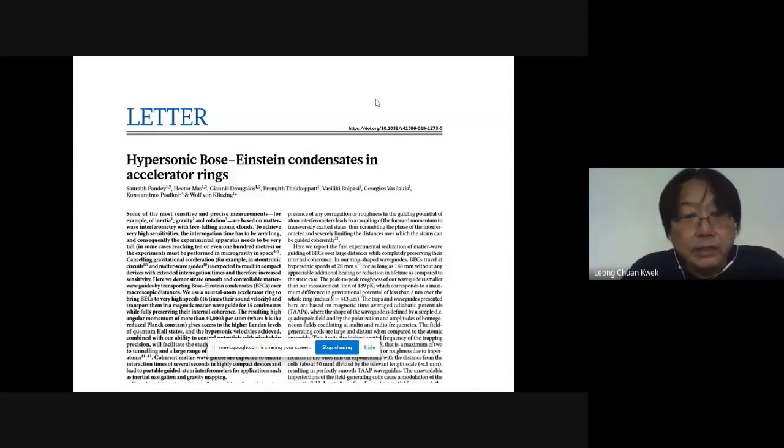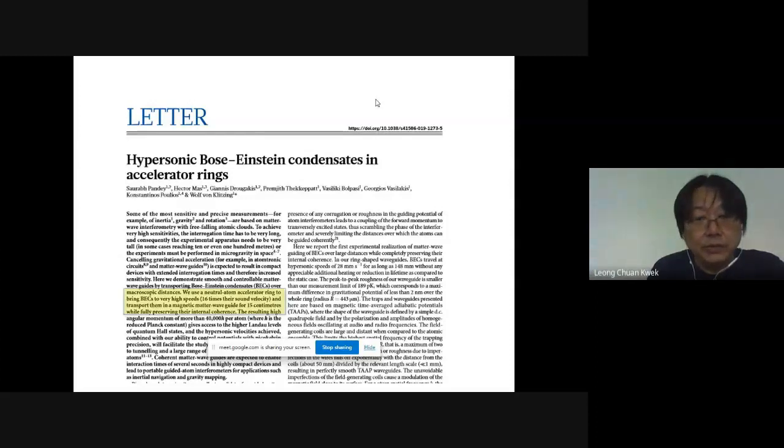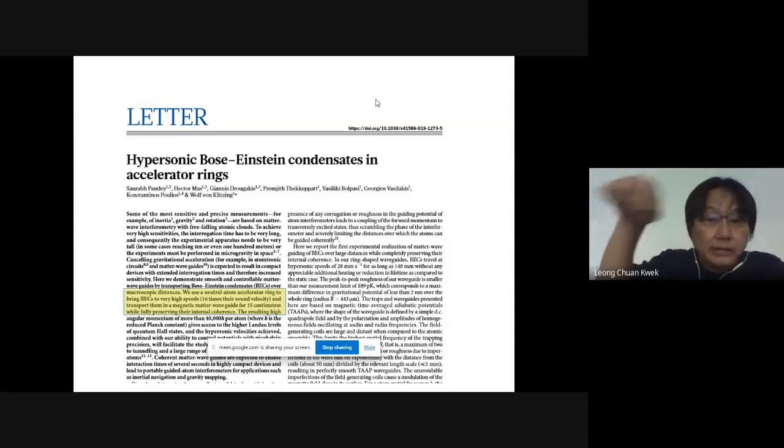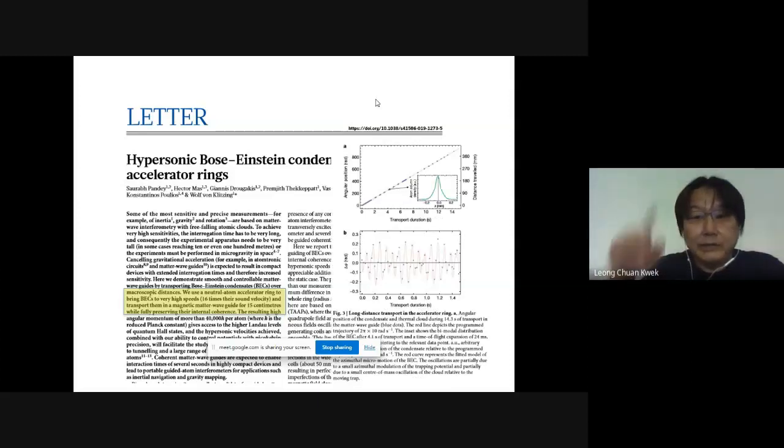And more recently, a couple of years ago, von Klitzing, the son of Klaus von Klitzing, Wolf von Klitzing, showed that you can actually stir this in the rings, and then you can accelerate it. And how fast? Well, they managed to accelerate it to something like 16 times the speed of sound. If you think of aeroplanes, this is about Mach 16. So it's a very fast aeroplane. And they were able to measure that speed.